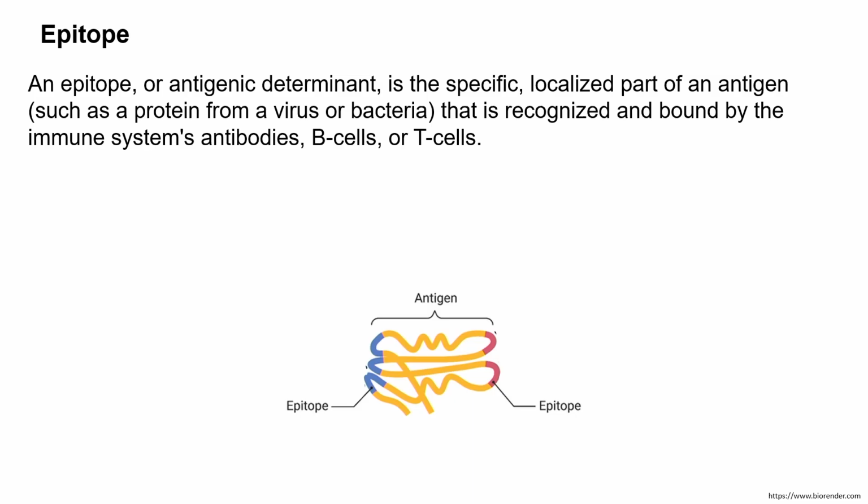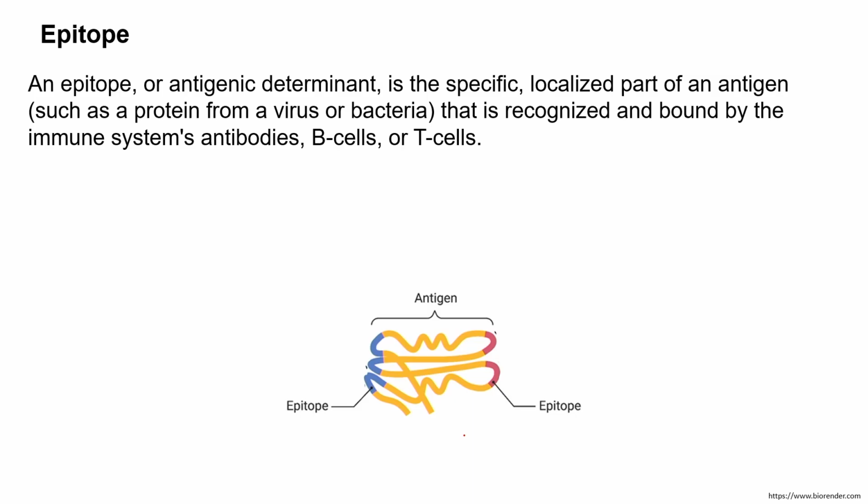Epitopes are also called antigenic determinants. These are defining the antigenicity of a protein. These are very specific structures located on an antigen, and this antigen could be a protein or any other substance coming from outside. This could be from a virus or bacteria, and they are recognized by the immune system, particularly the antibodies, the B cell or the T cell.